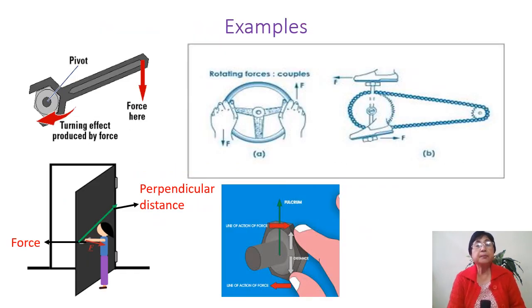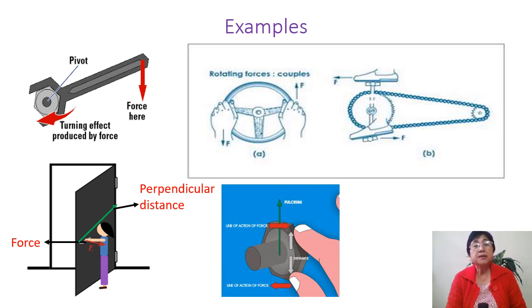Here are a few examples. Okay, this is a spanner. It's pivoted at this point. Because we have a pivot here, when we apply a force, we will not apply it near the pivot. Instead, we will apply the force at as large a distance as possible. Then we will have the turning effect, and it will turn.